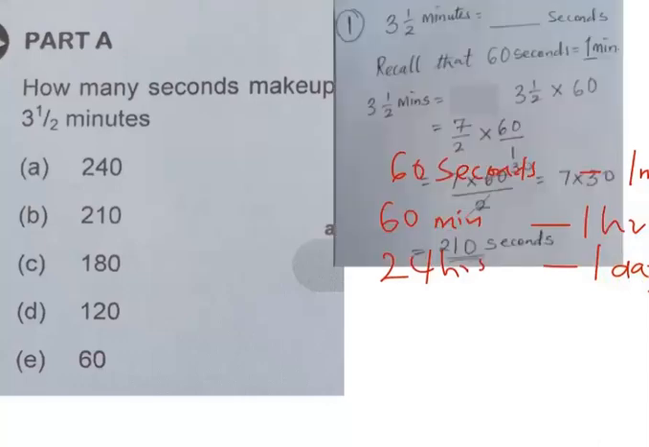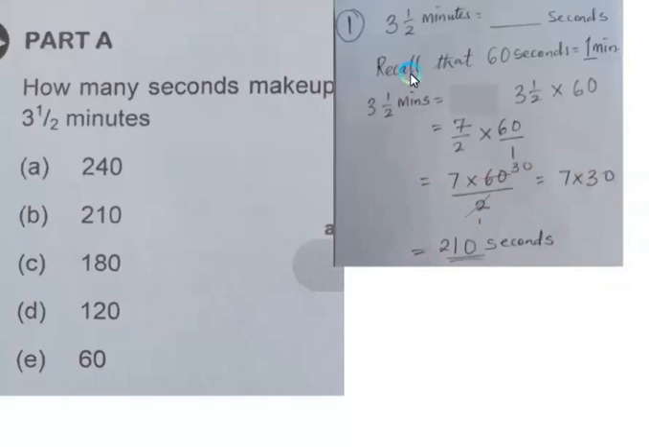So let's look at what we have here. Recall that 60 seconds gives you 1 minute, right? So if 60 seconds gives you 1 minute, now 3.5 minutes will then give you how many seconds? So you have to multiply 3.5 minutes by 60.